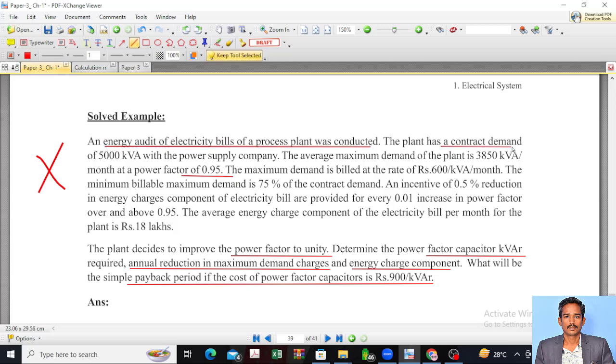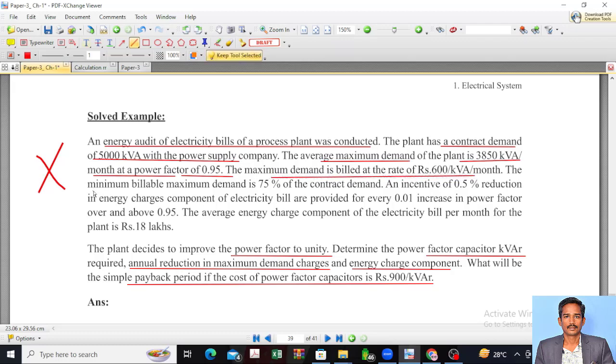The plant has a contract demand of 5000 kVA. The average maximum demand of this plant is 3850 kVA per month. The power factor is also given. The maximum demand is calculated on a 30-minute cycle, averaging over the 30-minute cycle. The maximum demand bill is 600 rupees per kVA per month.